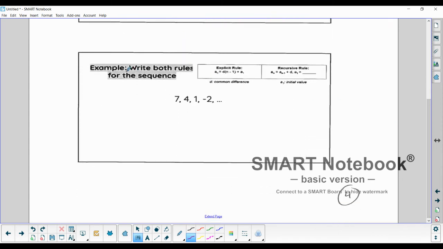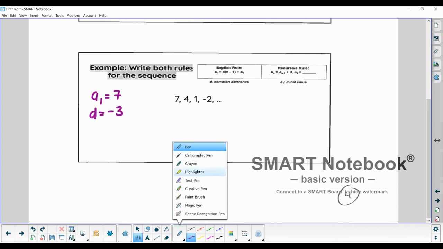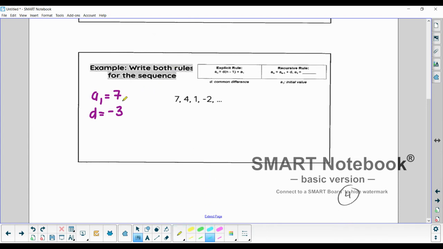So to write the rules, you need to know your parameters. What is A sub 1? What is D? So A sub 1, the first term is 7. D, how to get to each next term, is you're subtracting 3. So in our rule, anywhere we see D, we replace it with -3, and anywhere we see A sub 1 with 7.